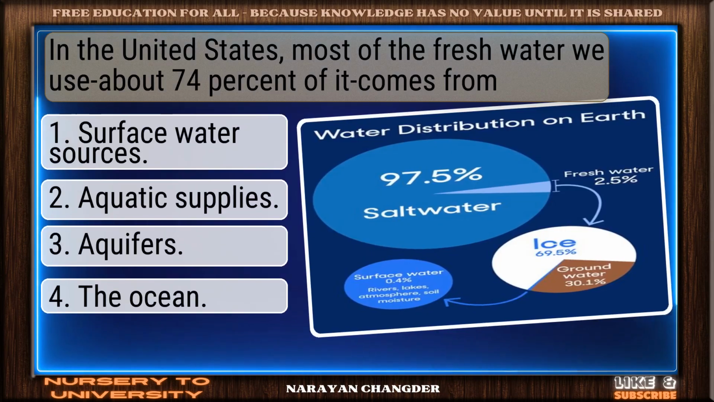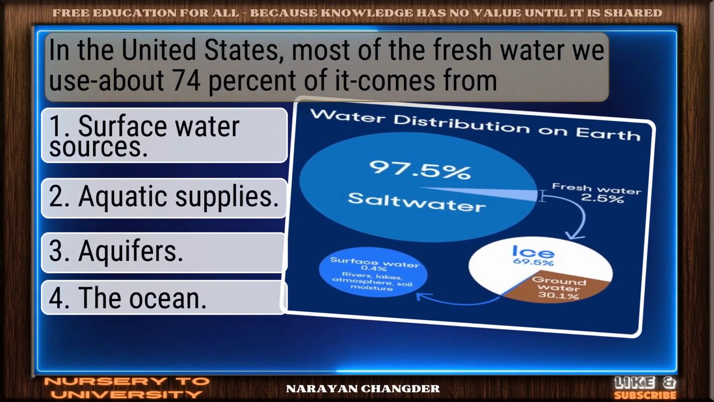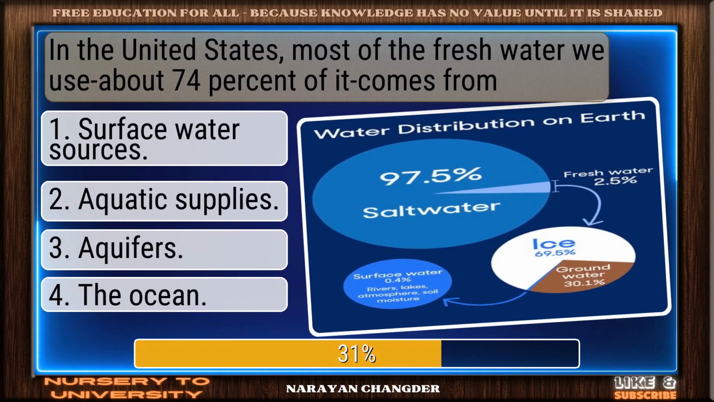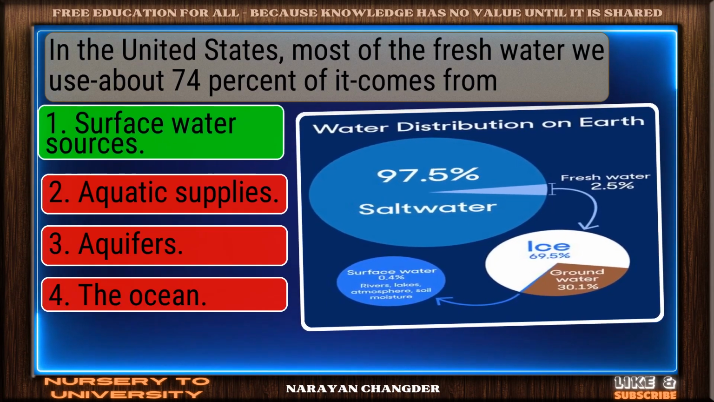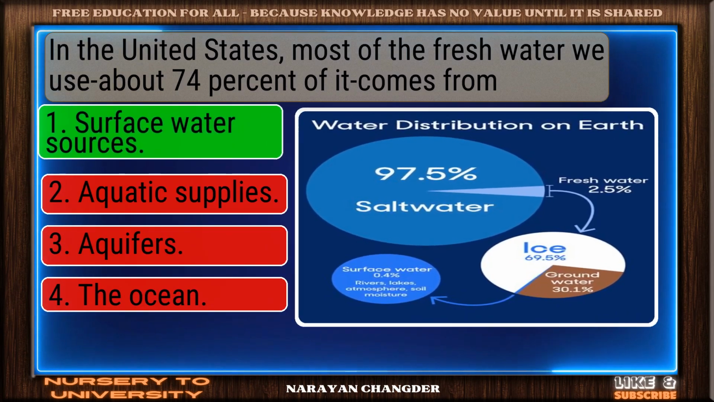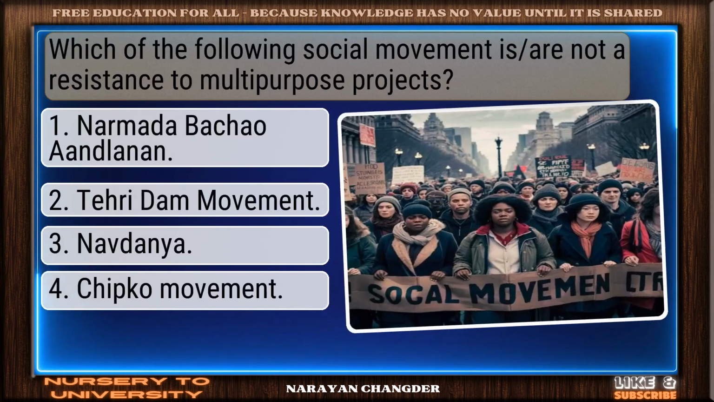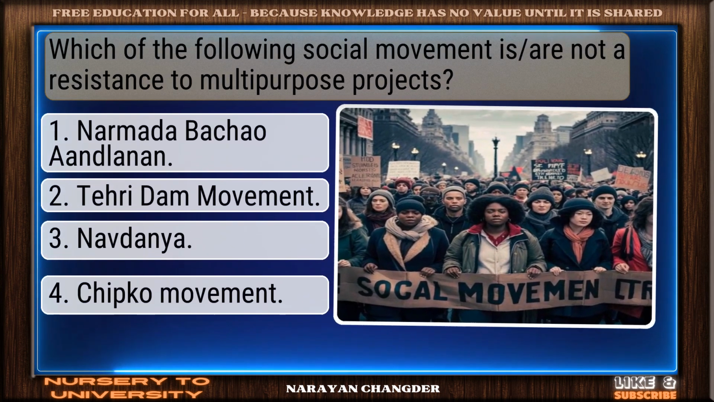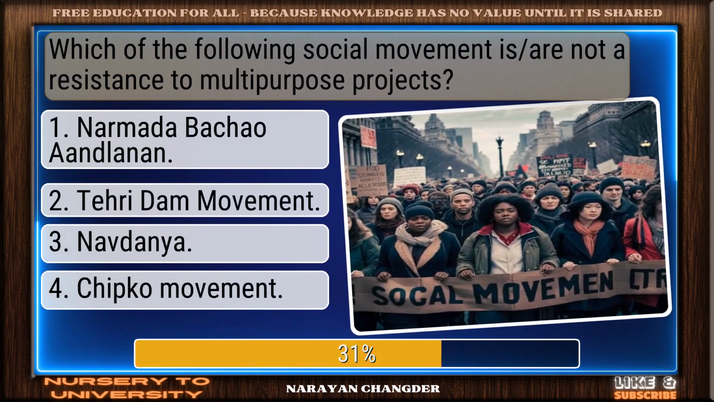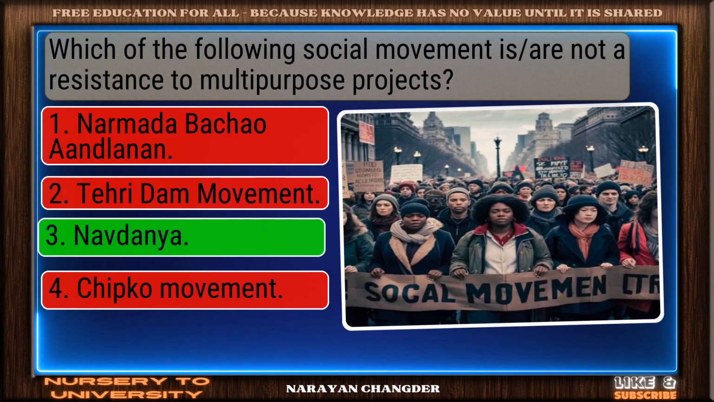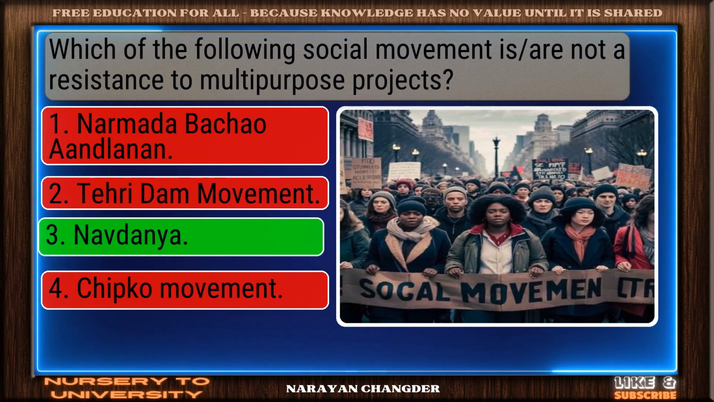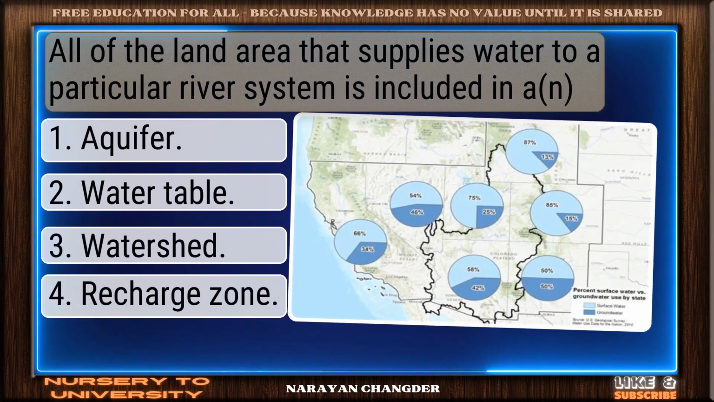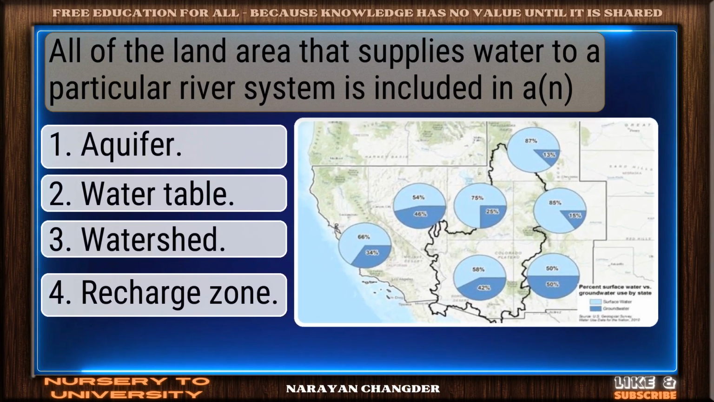In the United States, most of the fresh water we use, about 74% of it, comes from... Smart pick. Surface water sources is correct. Which of the following social movements is not a resistance to multipurpose projects? Exactly. Navdanya makes sense.